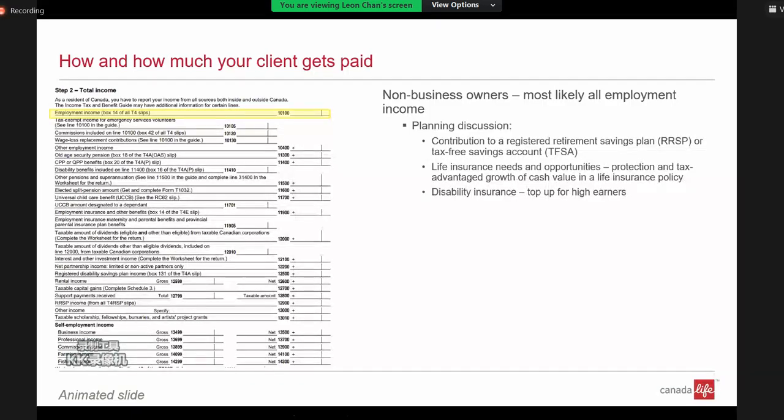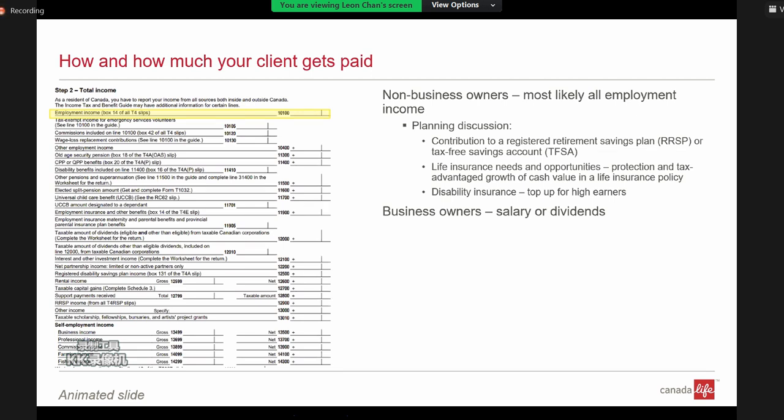That also helps us in understanding potential life insurance needs as well as opportunities, right? If that's the type of employment income that they've been receiving, the family requires that sort of income on an annual basis just to keep them afloat. Is there some sort of need for protection for those clients, or even for, let's say, more well-off clients? Is there a tax advantaged growth that we could be looking at for the cash value in a life insurance policy? Disability insurance, right? Whether or not there should be a top-up for high earners.